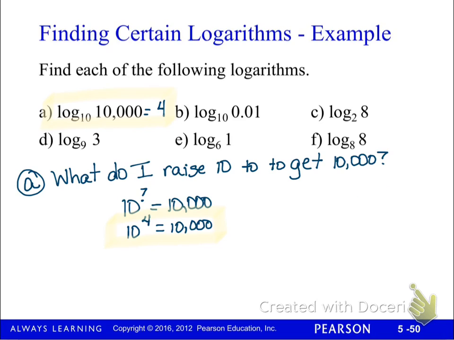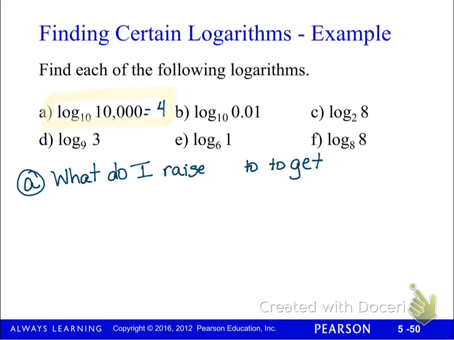Let's look at our next one, because we can have negative exponents, but we can't have a negative base. Okay, so our next one, we are going smaller. So I'm still talking about base 10. So I've got log base 10, but when I do that, I'm going to get a very small number. So I've got log base 10 of 0.01. So what do I raise 10 to get 1/100th? What power do I raise 10 to get 1/100th?